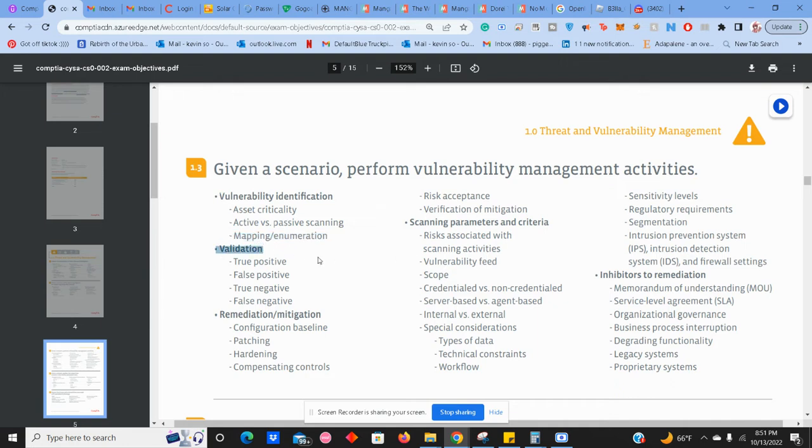We also have to validate whether the vulnerability is a true positive, false positive, true negative, or false negative. The remediation and mitigations usually are about configuration issues, patching issues, hardening, and compensating controls, if we are not allowed to have one of the controls patched or hardened. We need to have compensating controls to do that instead.